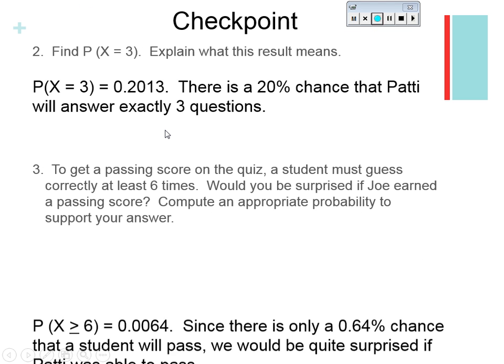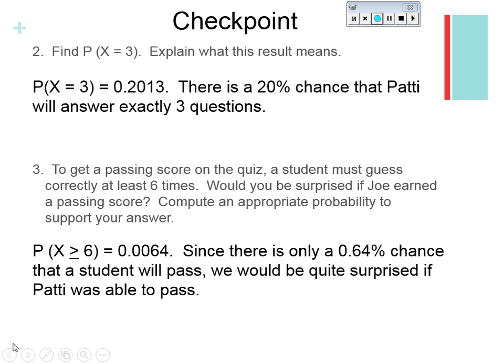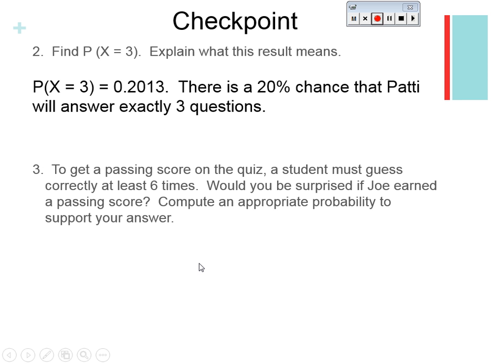And then the second part: to get a passing score on the quiz, a student must guess correctly at least 6 times. Would you be surprised if Joe earned a passing score? Compute an appropriate probability to support your answer. So to get a passing score, you have to guess correctly 6 times or more. Once again, because we're talking about a more than question here, I can use the binomial CDF, but I have to do 1 minus the complement in order to use the calculator. To get at least 6 times correct, the complement of that would be 5 or less.